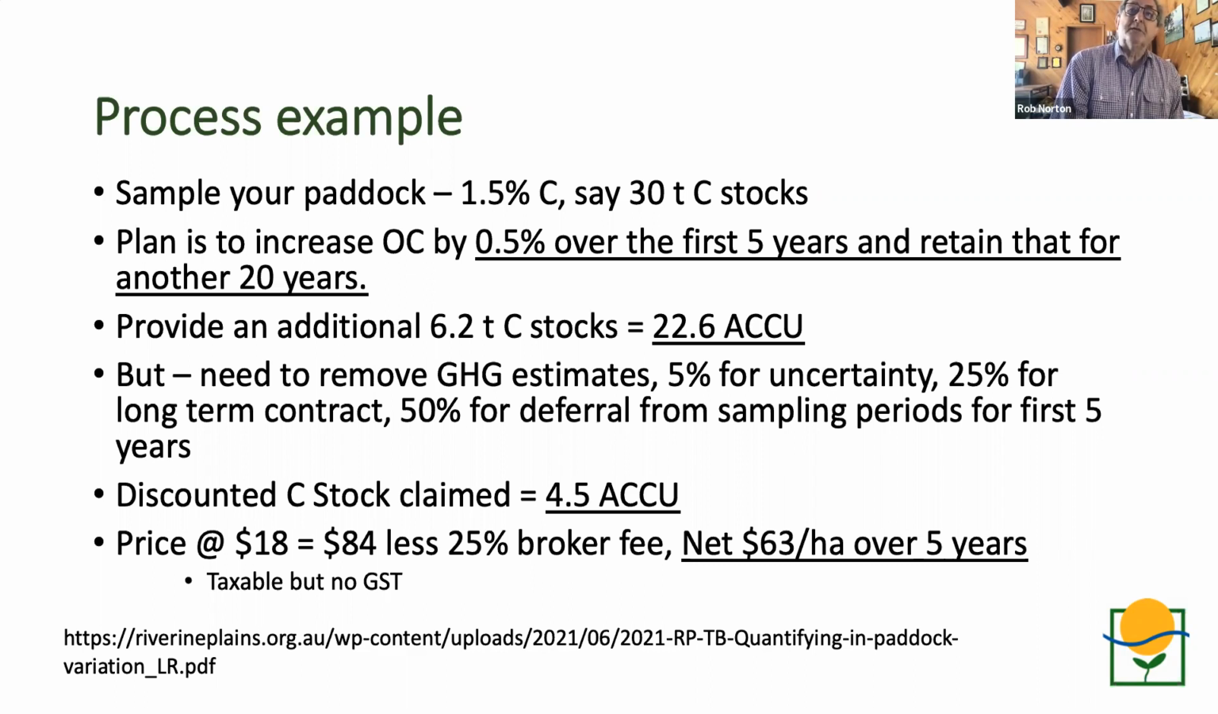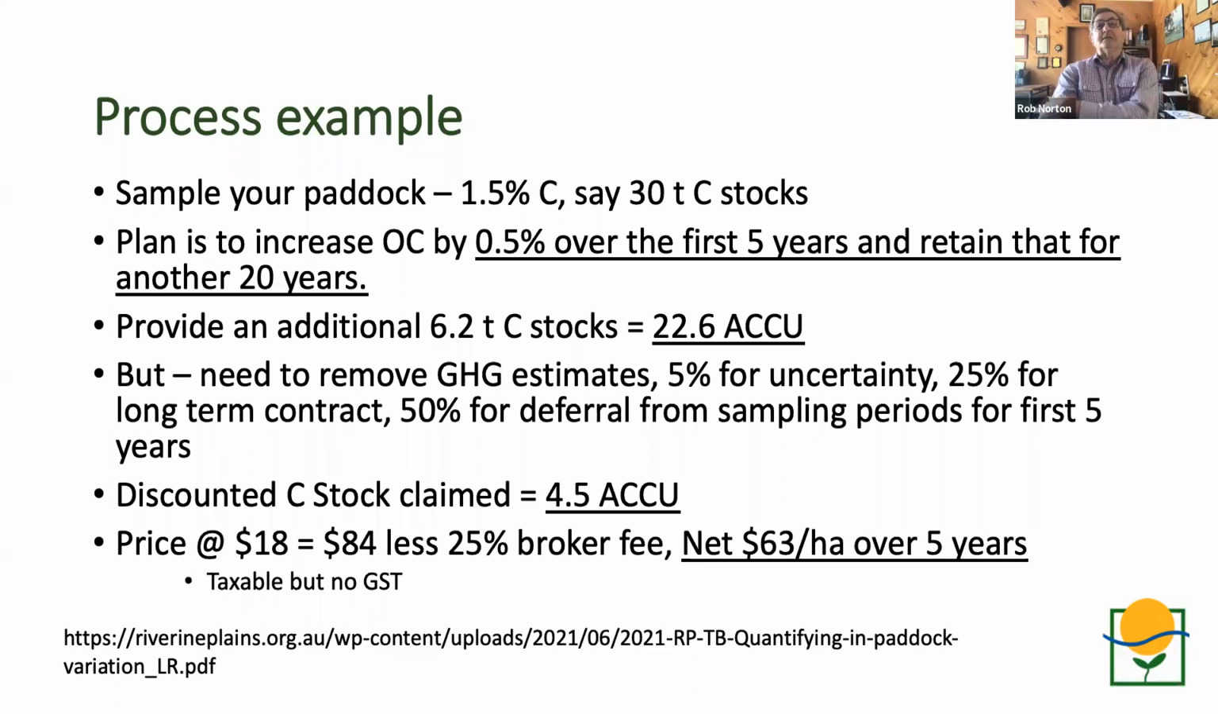So in fact, when you discount that 22 carbon units, you end up with 4.5. And that 4.5 at say $18 is $84. And of course you pay a broker's fee, 25%. So your net benefit over 5 years is $63 a hectare. And it's taxable. But the good news is you don't have to pay GST on it.